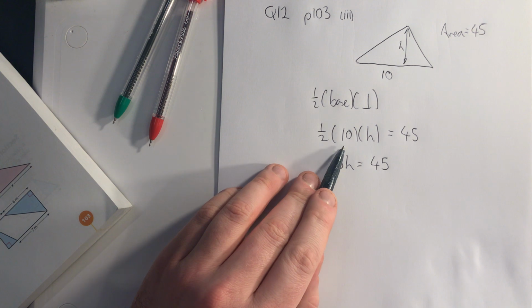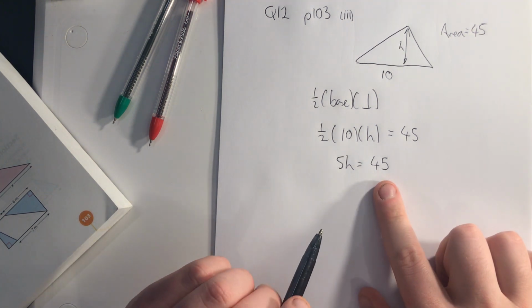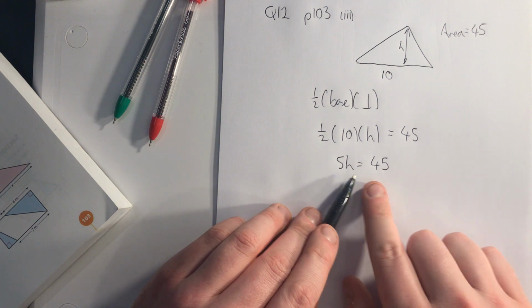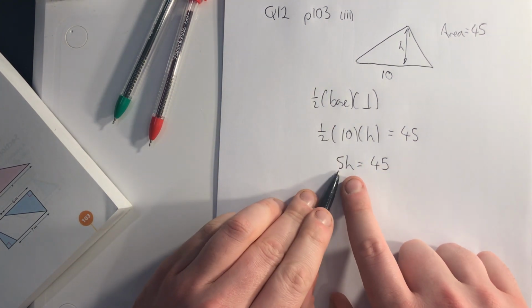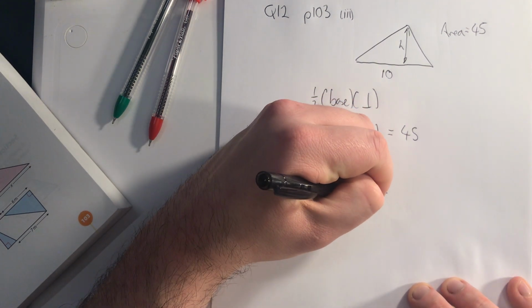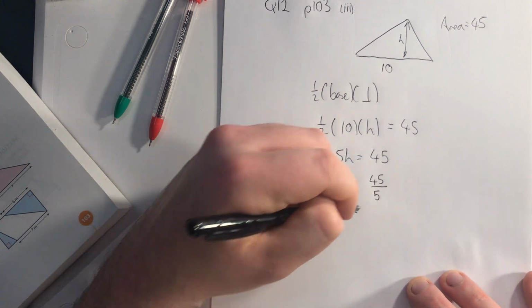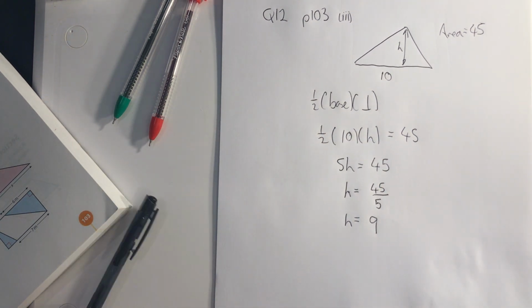Okay, a half times 10 is 5. That gives us 5h is 45. And if 5 multiplied by h is 45, well, to get rid of the 5 on this side, the 5 is multiplying the h. So to get rid of multiplying by 5, we divide by 5 on the other side. And that gives us our answer for h.